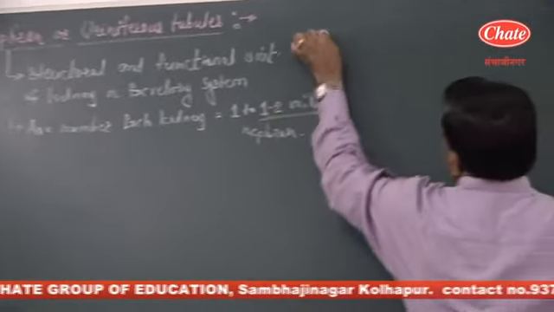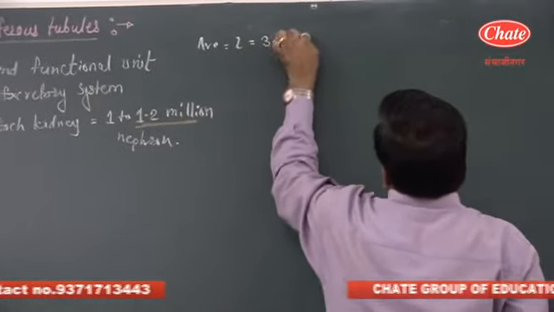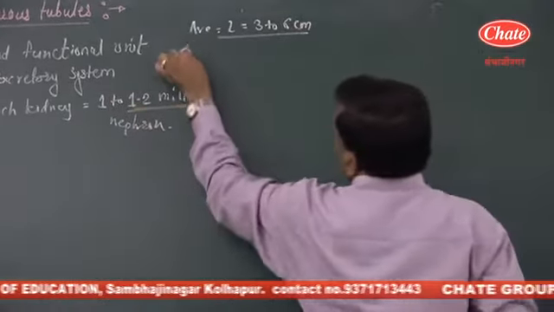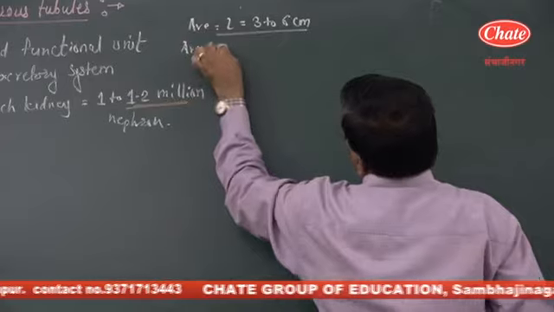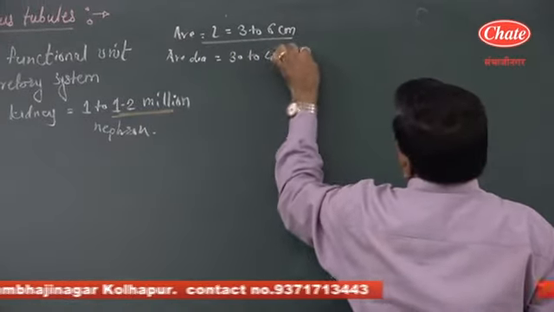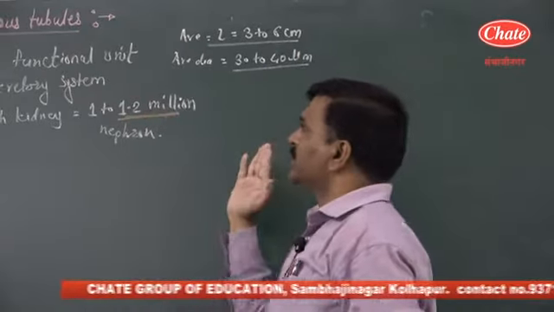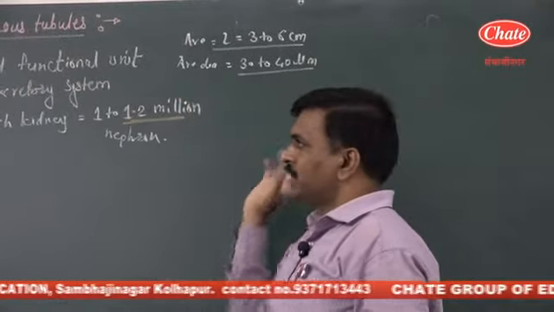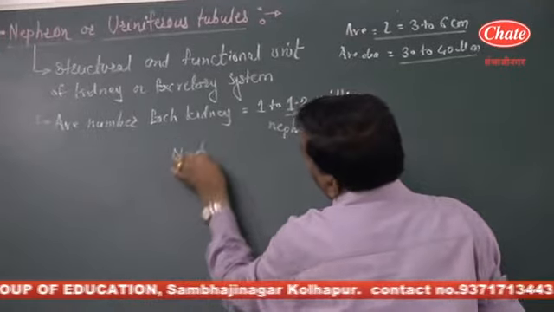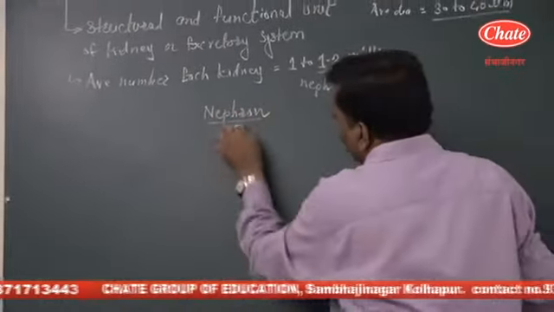The average length of a nephron is 3 to 6 centimeters, while the average diameter is 30 to 40 micrometers, but this diameter varies across the several regions of the nephron. When we focus on the nephrons present in each kidney, these nephrons are of 2 types.